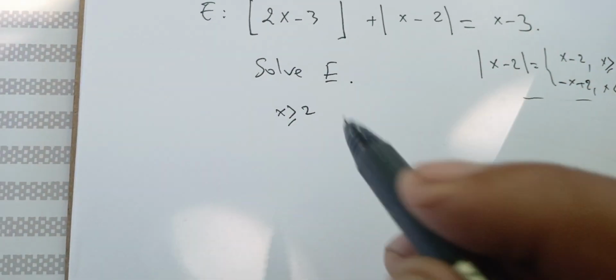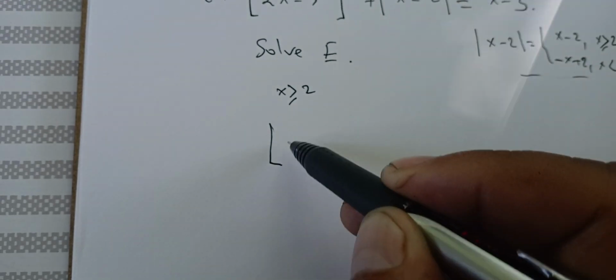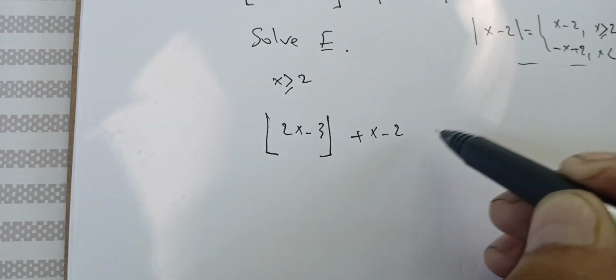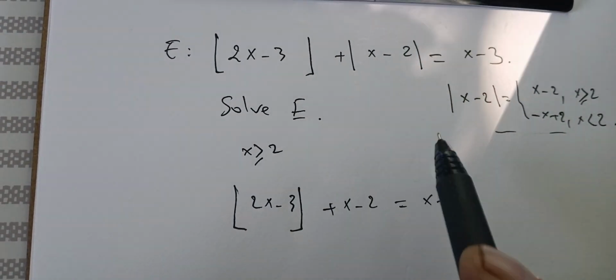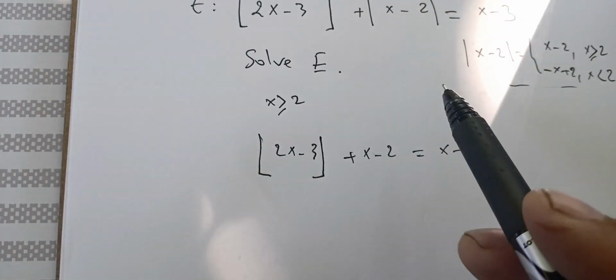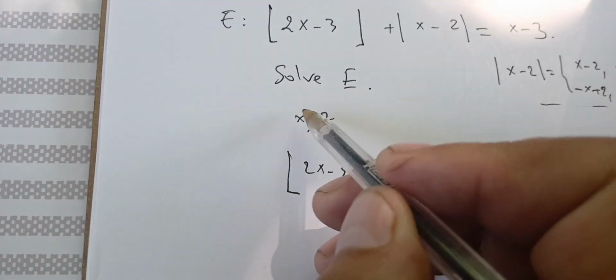Let's solve that. So our equation E becomes the floor of 2x minus 3 plus x minus 2 equals x minus 3. Note that we have replaced the absolute value of x minus 2 by just x minus 2. I need to keep this condition in mind when we are solving.